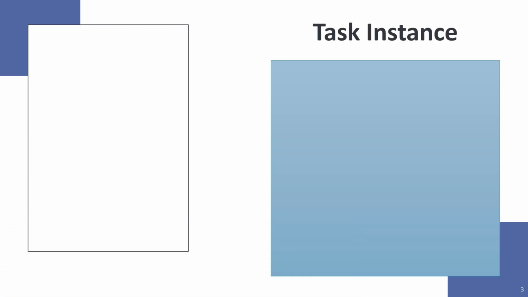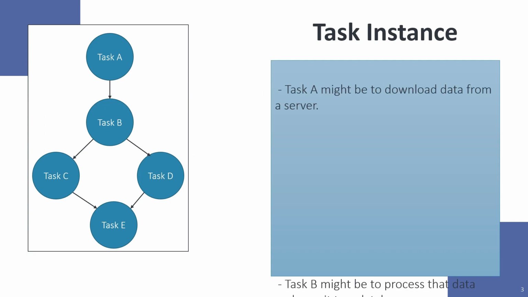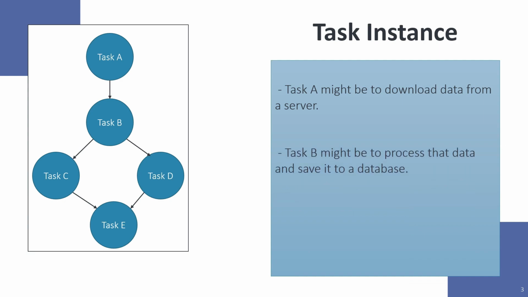Each task in your project is called a task instance. Think of it as a specific job or assignment within the project plan. For example, task A might be to download data from the server. Task B might be to process that data and save it to the database. Every time a task is executed according to the schedule defined in the DAG, it creates a task instance. So if task A runs on Monday and then again on Tuesday, each run is a separate task instance.